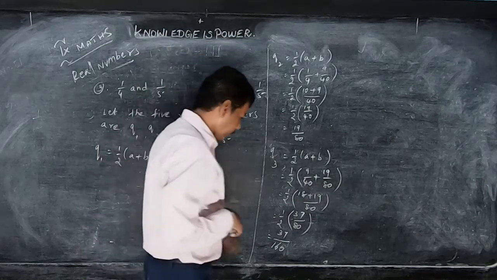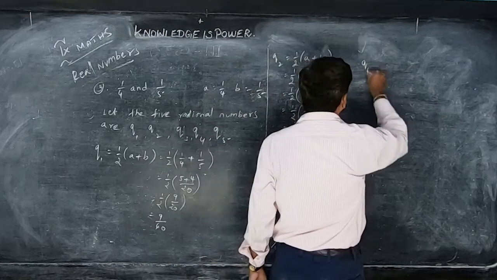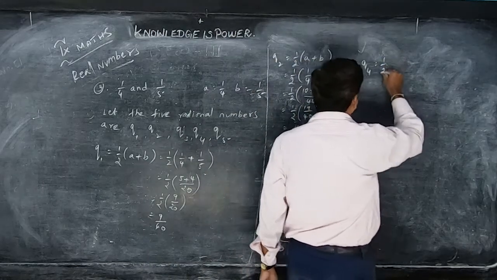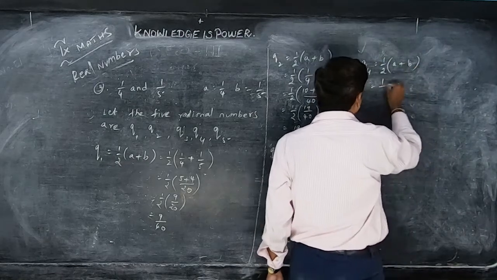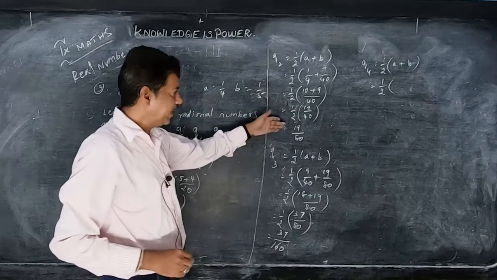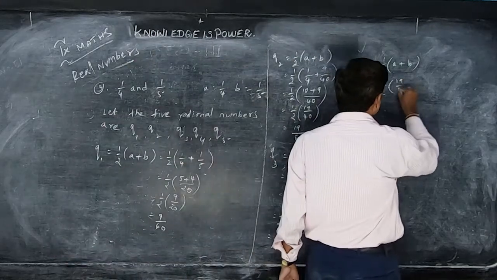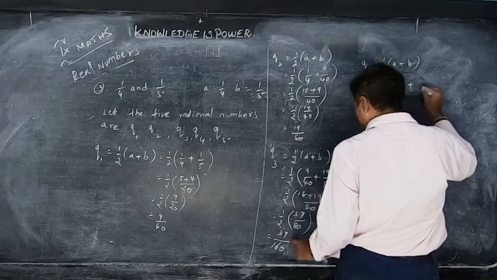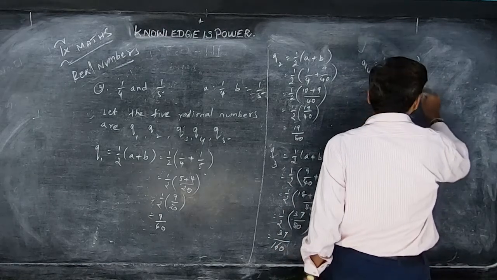Okay, then this is Q3. Now Q4 you have to find out. Same, 1 by 2 (A plus B). A is the previous old term, that is, A is 19 by 80, plus B is the new one we have found, 37 by 160.